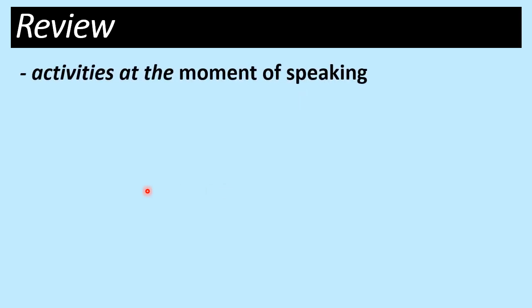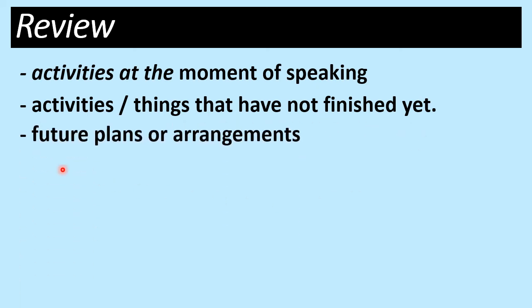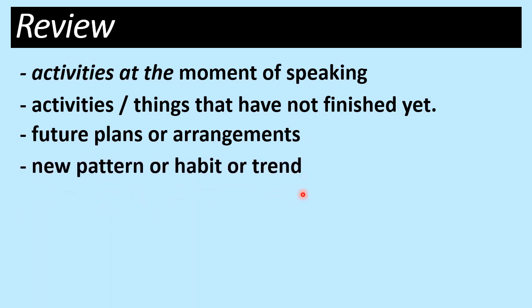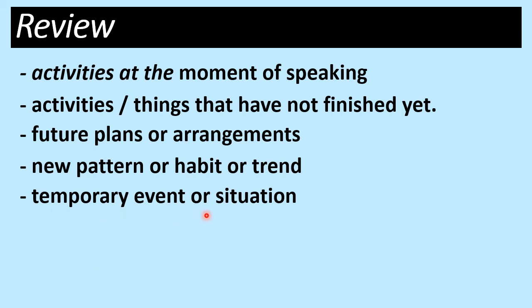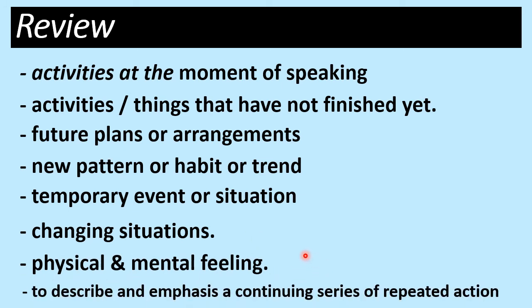Okay, let's review what we have learned about the use of present continuous form. We use present continuous to talk about activities at the moment of speaking, activities or things that have not finished yet, future plans or arrangements, new pattern or habit or trend, temporary event or situation, changing situation, physical and mental feeling, and the last, to describe and emphasize a continuing series of repeated actions.